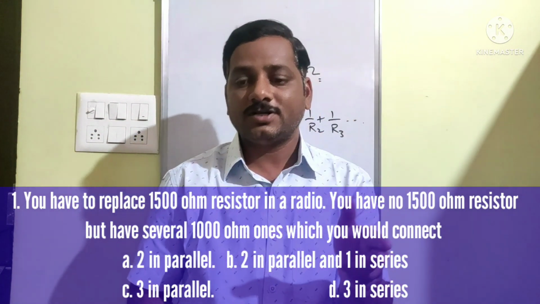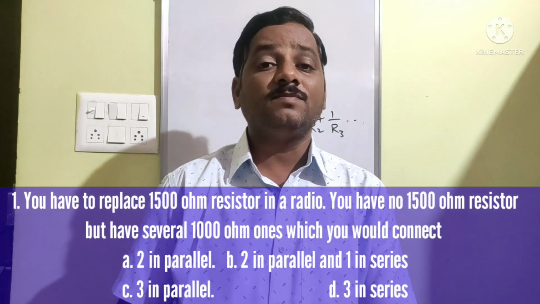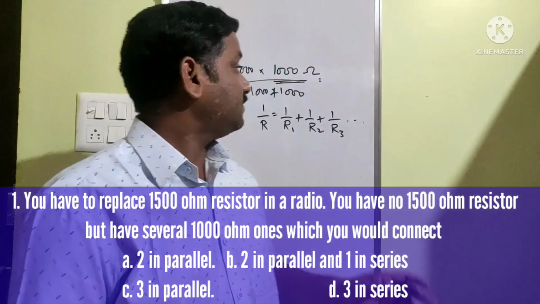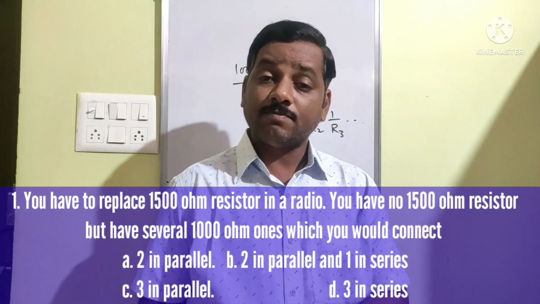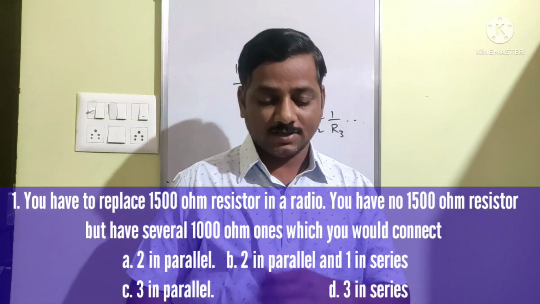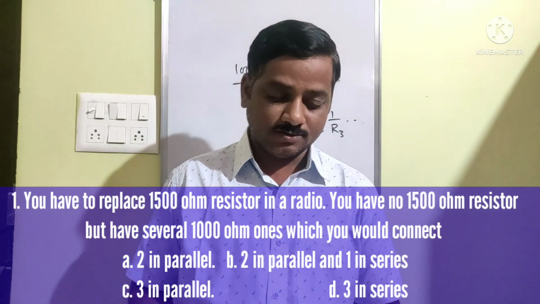Keeping that point in mind, we can say that the first and the third options will be neglected. You can ignore them. 2 in parallel will definitely give less than 1000. 3 in parallel will also give less than 1000. But I want 1500 ohms. So those 2 options will be avoided. Now look into the remaining B and D.